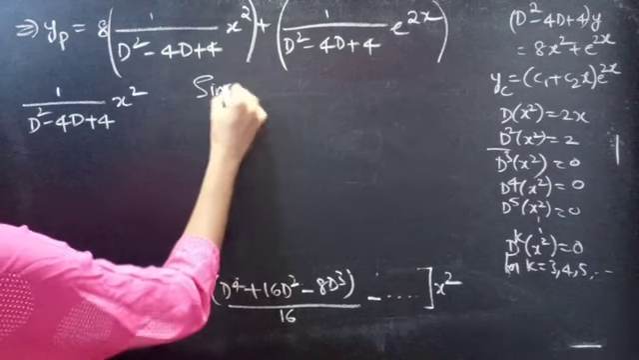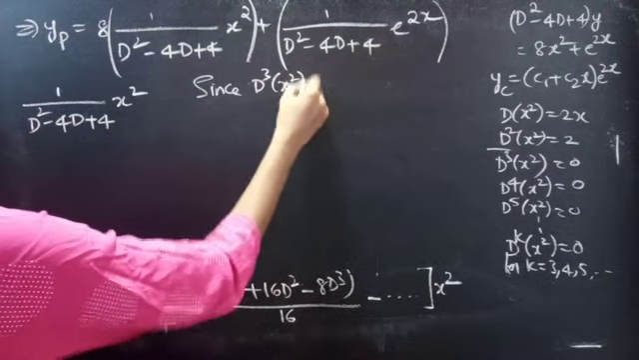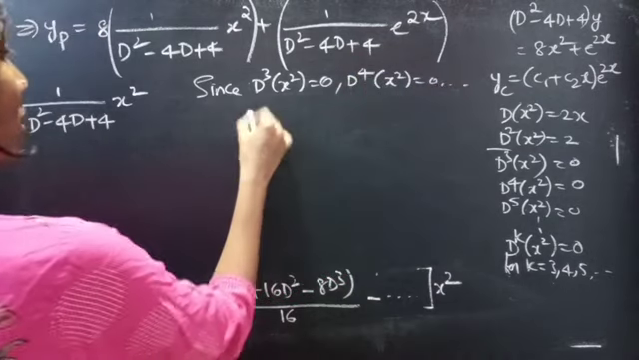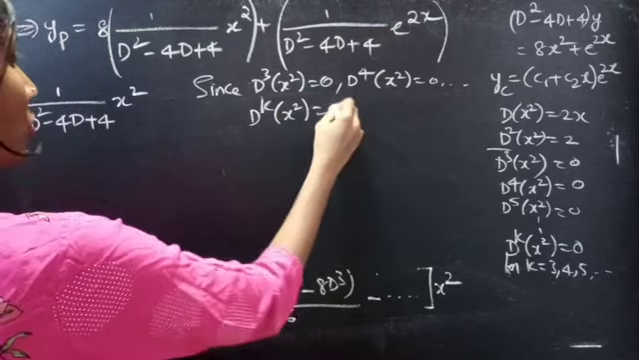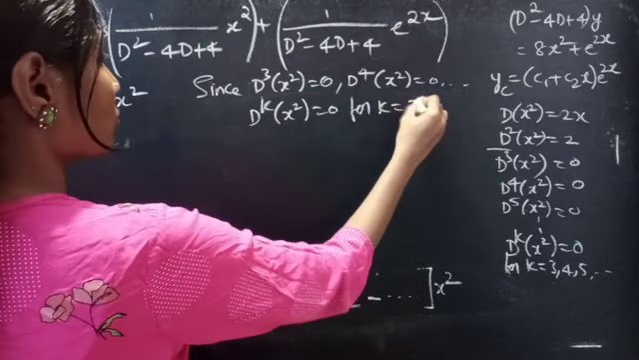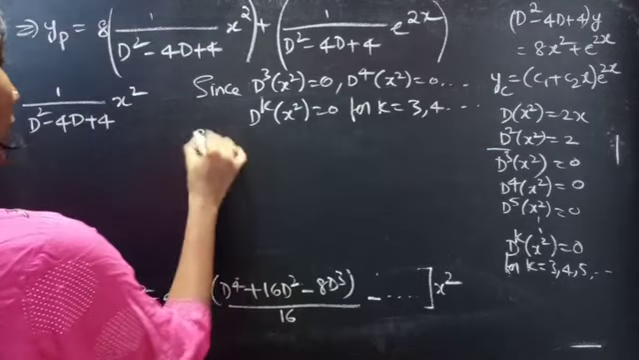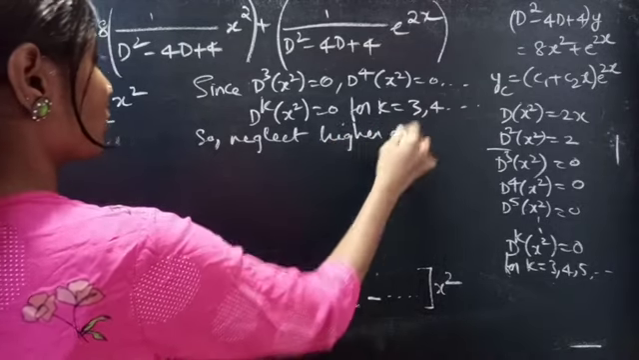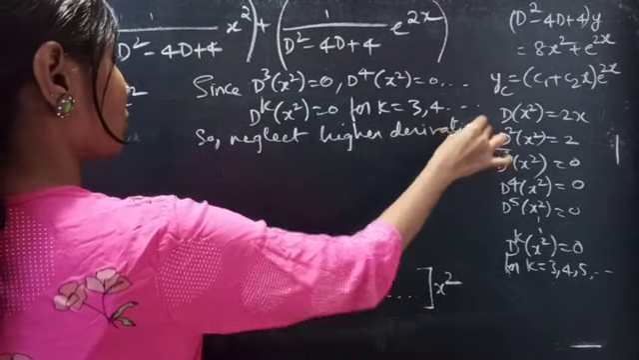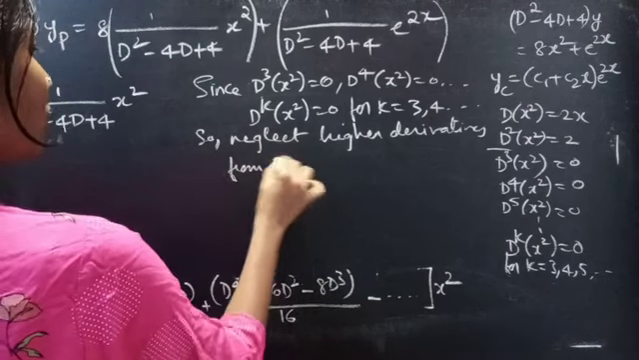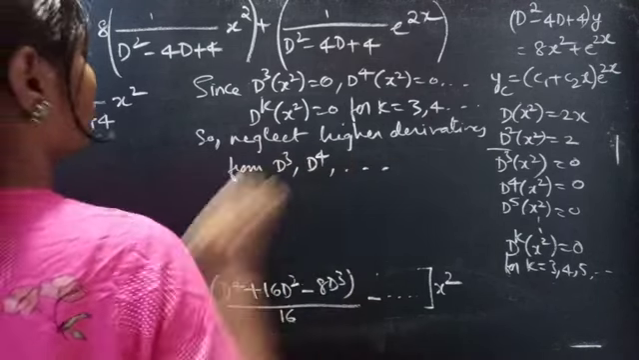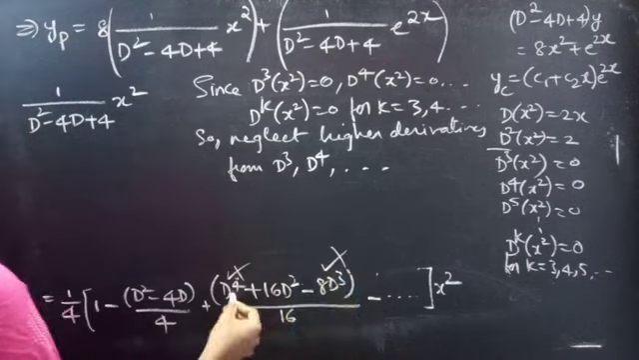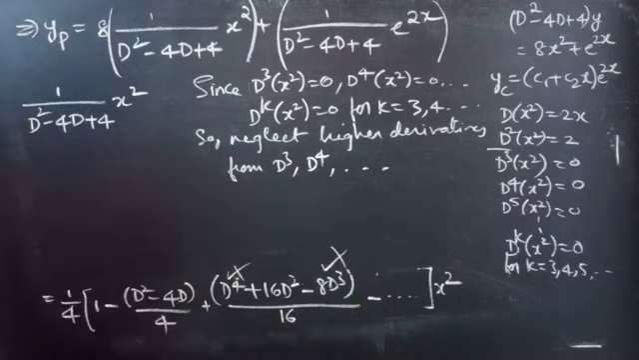Since d cube of x square equals 0, d power 4 of x square equals 0 and so on, d power k of x square equals 0 for k equals 3, 4 and so on. So neglect higher derivatives from d cube, d power 4 and so on. We can neglect d power 4 and d cube. Okay, we are going to remove this then, and also the terms from here.